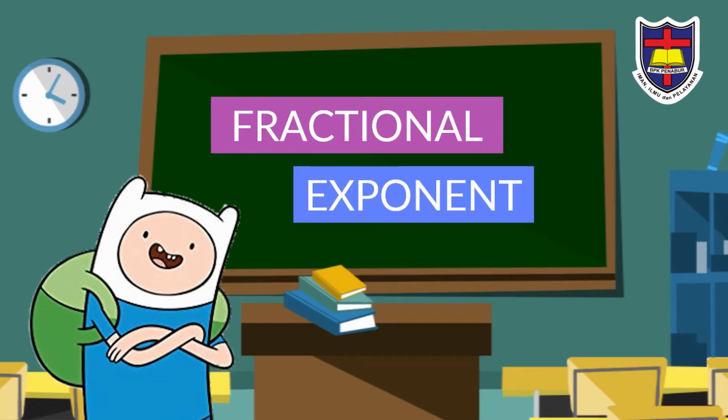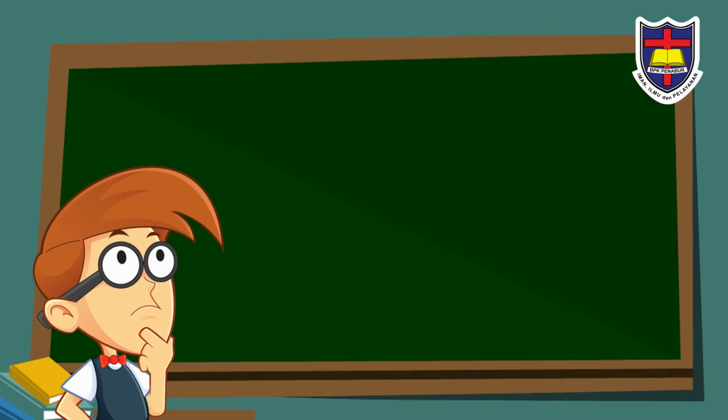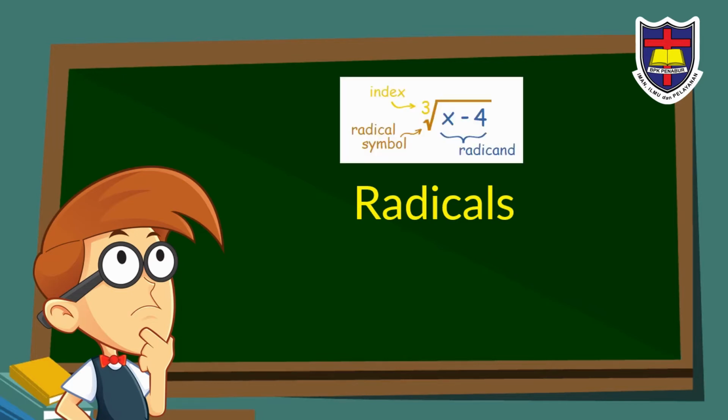Okay, so for the next material we will learn today is fractional exponent. Fractional exponent will be related to radicals. So what is radicals? Radicals in bahasa Indonesia is called bilangan akar. So we can see in the picture, the number below the radical symbol is the radicand. And now we will try to learn how to read radicals.